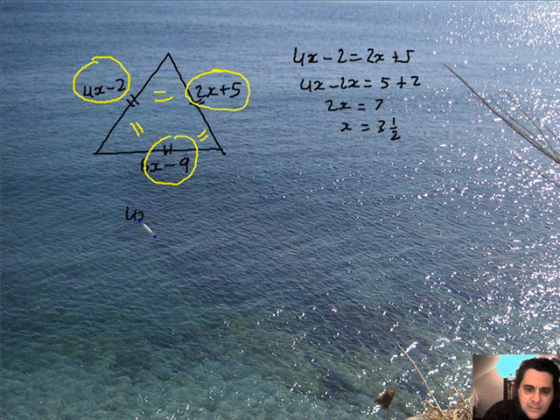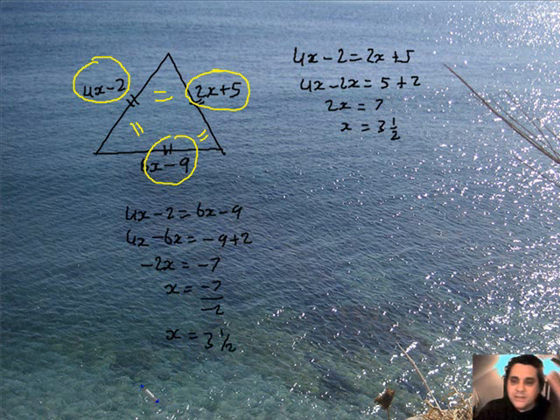Okay, working down here. 4x minus 2 equals 6x minus 9. Bring all the x's next door. I've got 4x take away 6x equals minus 9 plus the 2. So minus 2x equals minus 7. x is going to be minus 7 divided by minus 2. Here we go again, 3 and a half, because a minus divided by minus is positive anyway. So that works. So I've scored 2 out of 2 so far.